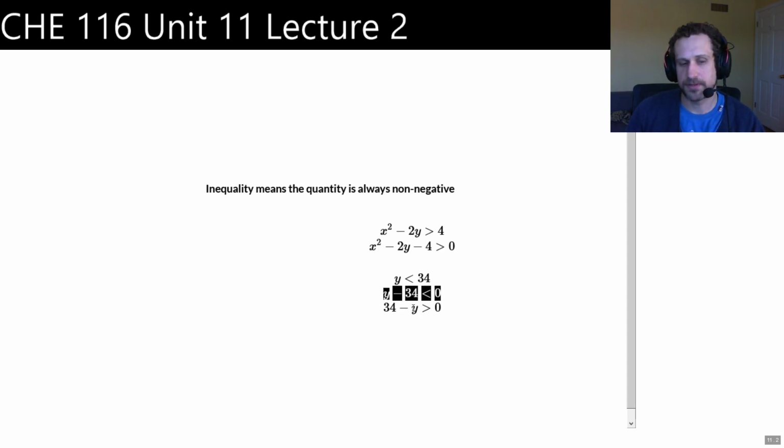If you want to flip the sign of the inequality, you remember if you just multiply both sides by minus 1, it will flip this sign. So then this becomes 34 minus y is greater than 0. So it's just a reminder that if you ever arrive at a strictly negative inequality, you can just multiply both sides by minus 1, which flips the inequality sign to be greater than.